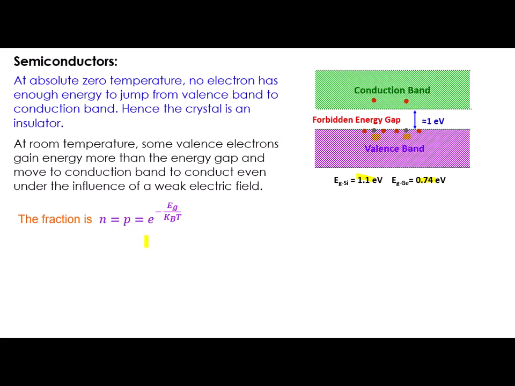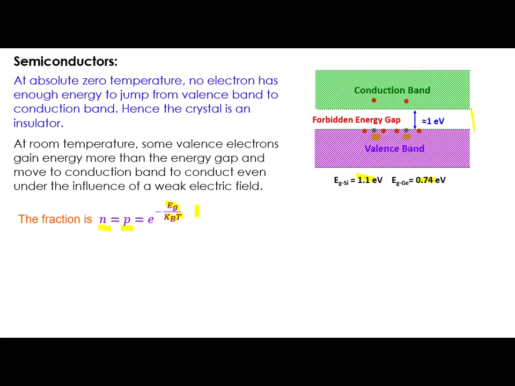The relation is: number of electrons n and number of holes p is equal to e to the power minus Eg divided by kBT, where this Eg is nothing but the band gap energy, this kB is called the Boltzmann constant, and this T is called temperature, the temperature at which you are finding out the number.